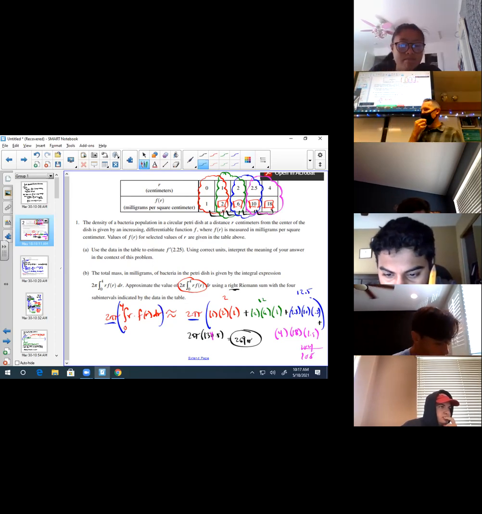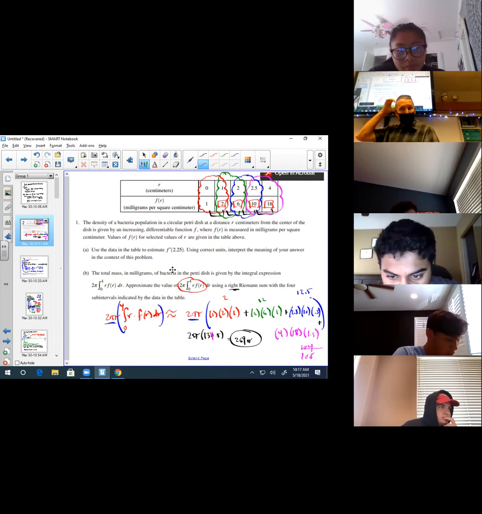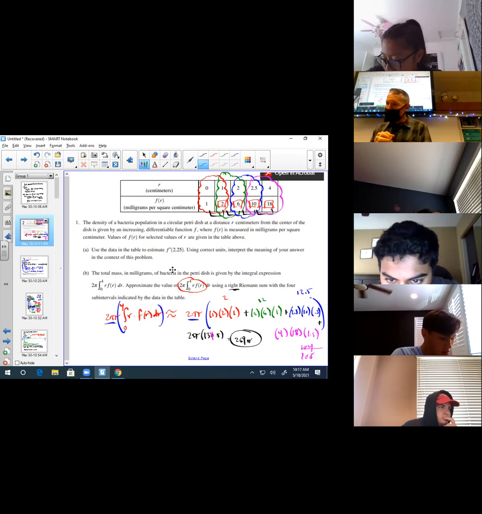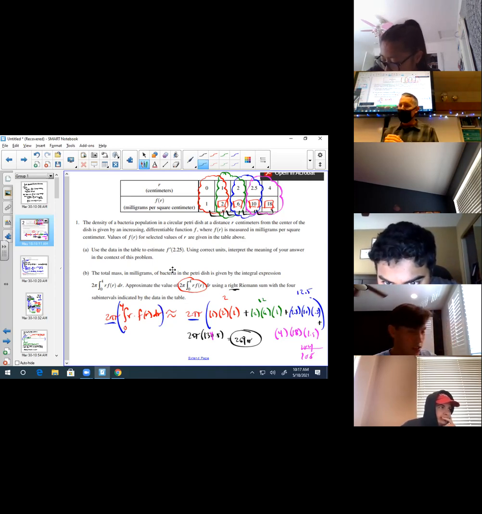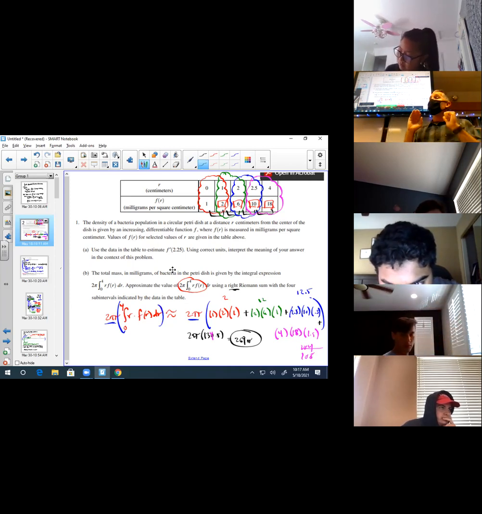So that's that. Sorry, I'm trying to go quickly by doing this stuff in my head, but that's what we have going on for that right now. It says approximate that value using a right Riemann sum with the 4 subintervals indicated by the data in the table. I want to point this out.